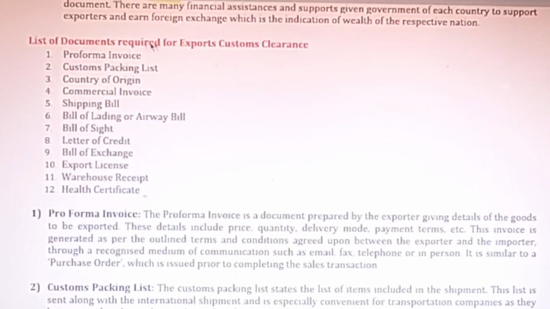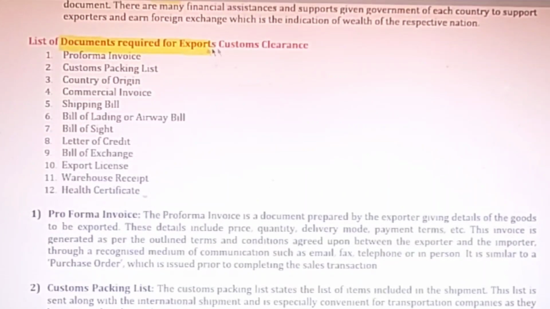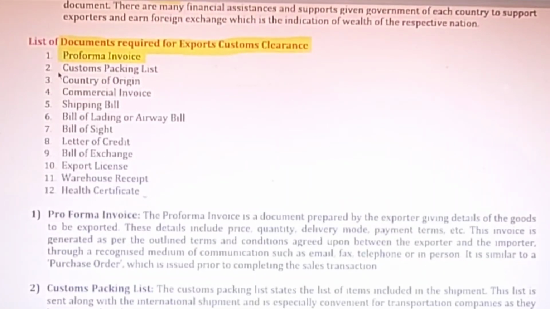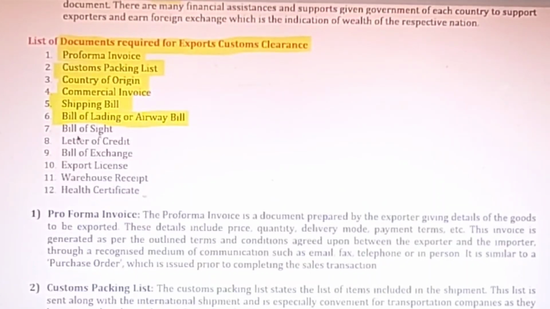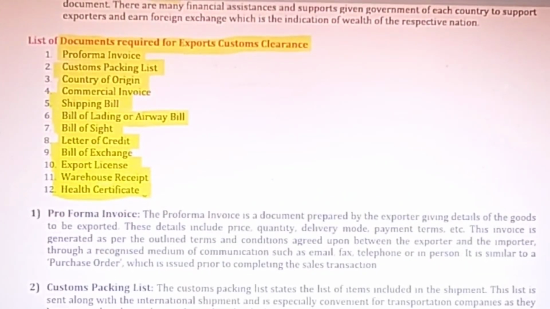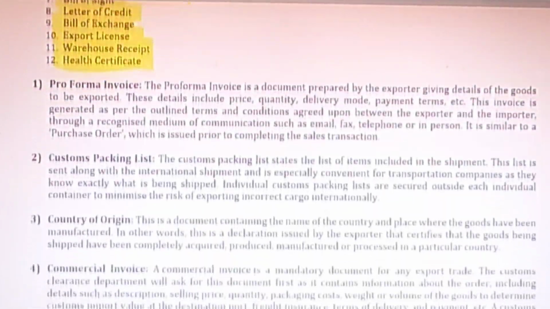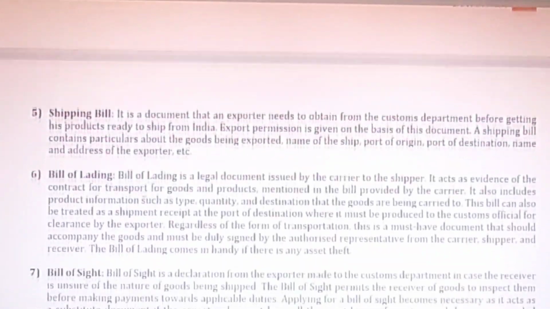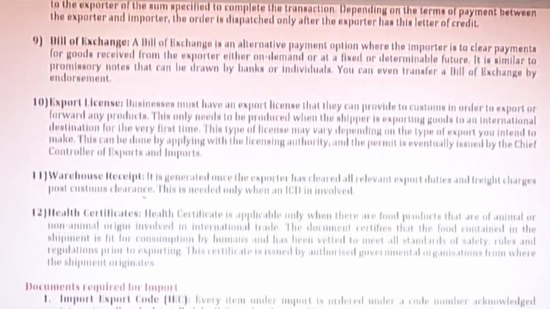So these are all the documents that are required for export customs clearance: pro forma invoice, customs packing list, country of origin, commercial invoice, shipping bill, bill of lading or airway bill, then bill of sight, then letter of credit, bills of exchange, export license, warehouse receipt, and lastly health certificate. So all these 12 documents are required, and this question is very, very important as far as your exams are concerned, right? Let's move on to the next question.